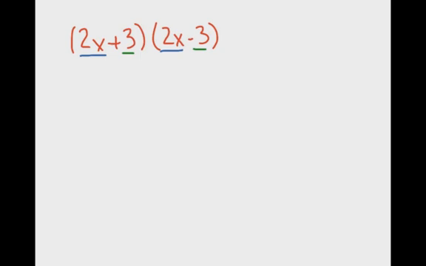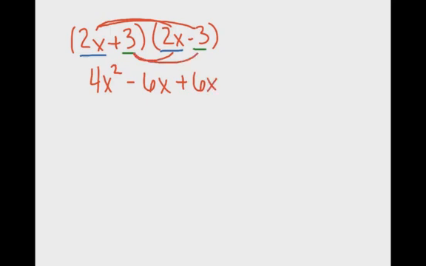So now we will distribute. Take our 2x times 2x, giving us 4x squared, and then 2x times negative 3, which will give us a negative 6x. 3 times 2x, positive 6x, and then positive 3 times a negative 3, which will give us a negative 9. We now have to simplify and combine like terms, leaving us with 4x squared. These 6x's are going to cancel out, so we are left with minus 9.